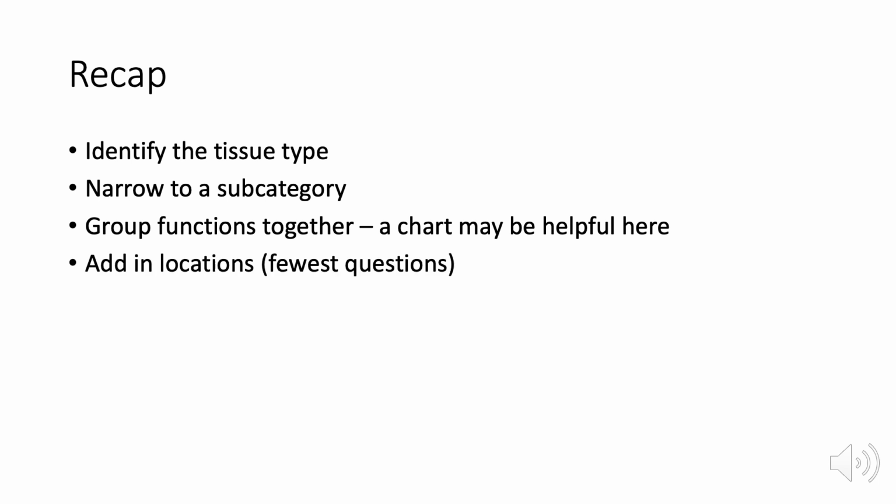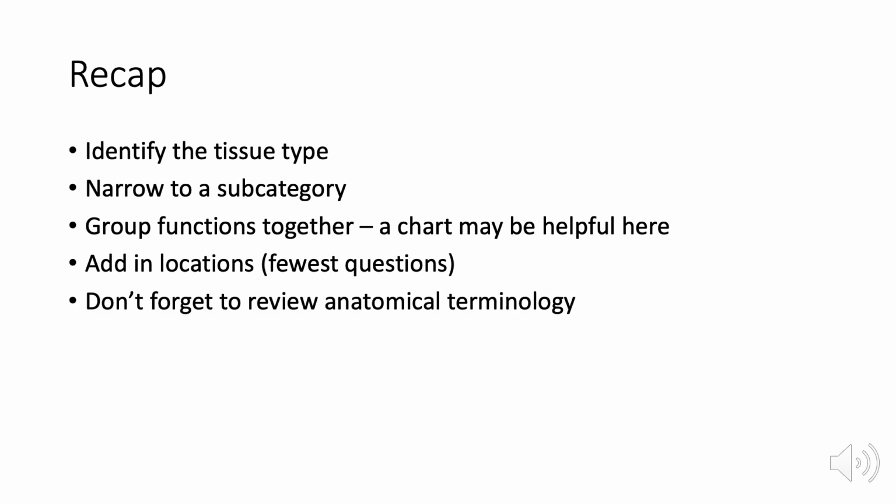Finally, add in locations. The fewest number of questions will focus on locations, but there will still be a few. So add those in last, and then you'll have a complete picture of epithelial tissue. Oh, of all of our tissues, I should say. Don't forget there will still be a number of questions on anatomical terminology, so go back through your exercise 1 or through chapter 1 in your textbook.